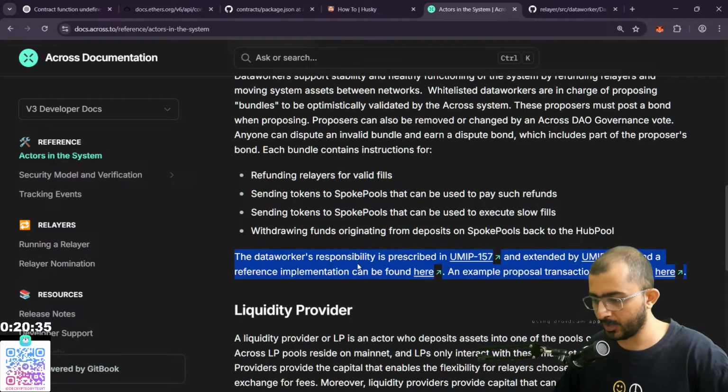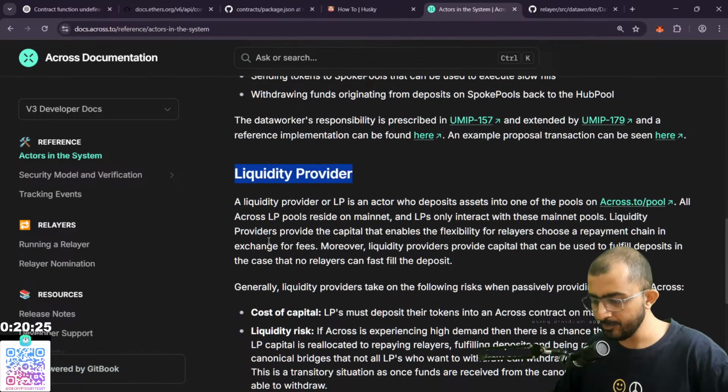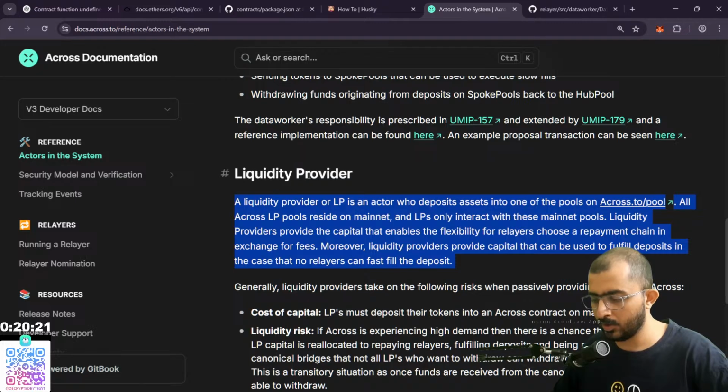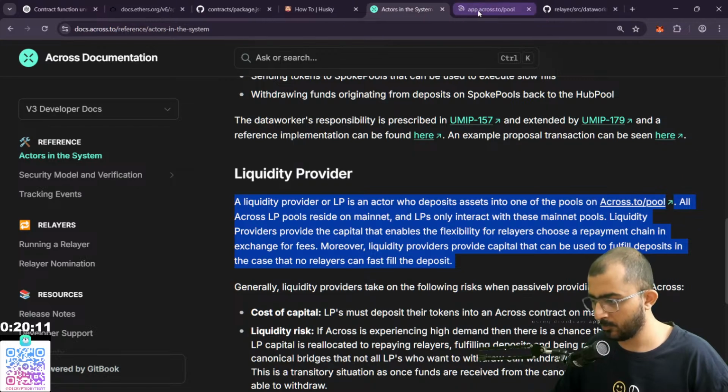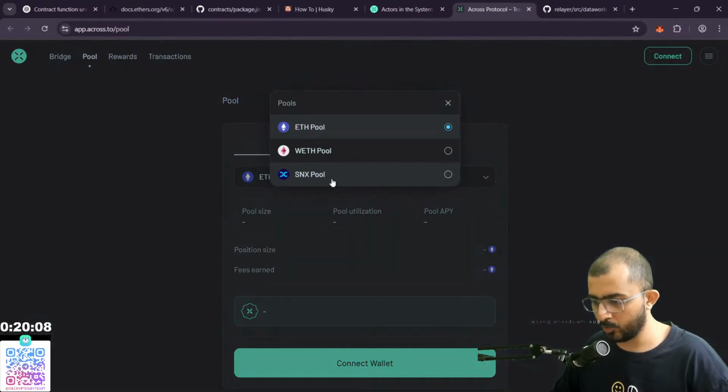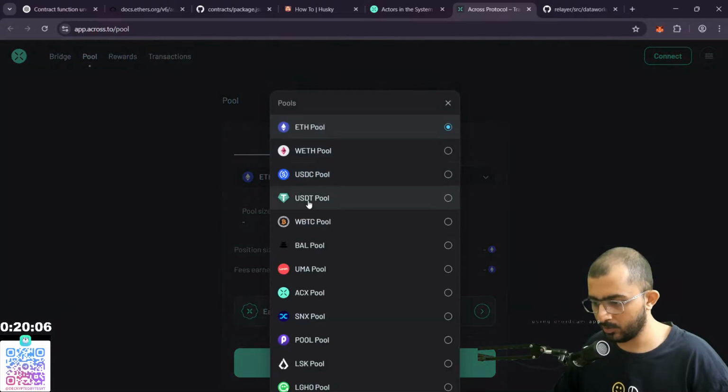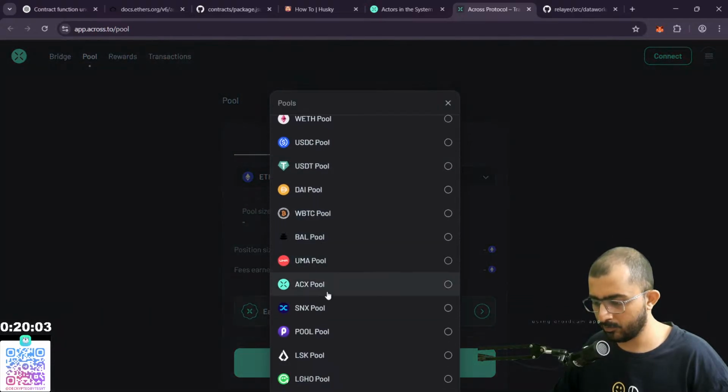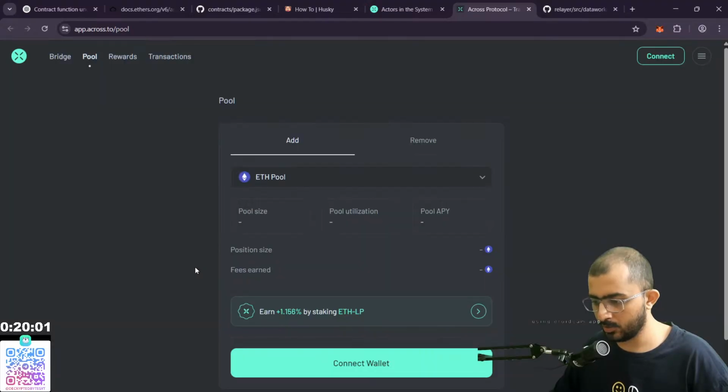Okay. Data workers' responsibilities are prescribed in these docs and the reference implementation. Okay, understood. Liquidity provider. A liquidity provider (LP) is an actor who deposits assets into one of the pools on Across. Okay, how many pools are there? Okay, multiple pools. That's great.